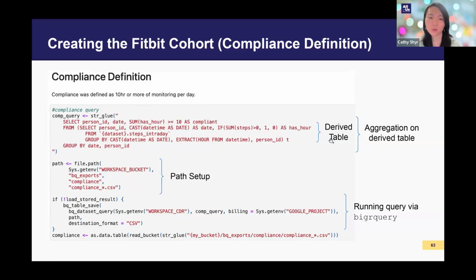So once they have that query, the next chunk of code is really setting up the path to talk to the workspace bucket that the All of Us data lives in. And the very last chunk of code is then running that query using this package in R called bigrquery. So I won't dive into the details. I'll point everybody to the specific workspace that has all of this information as we get further down the presentation.